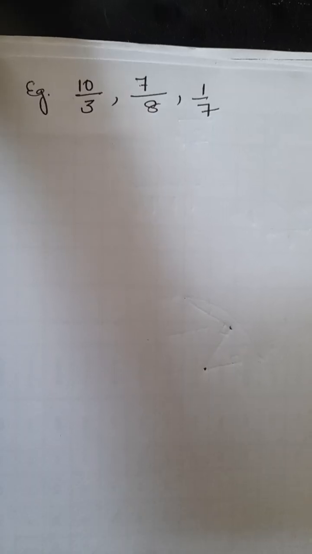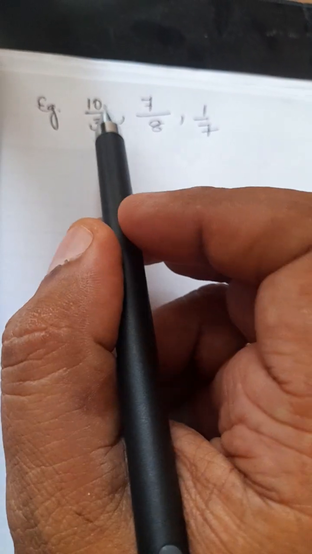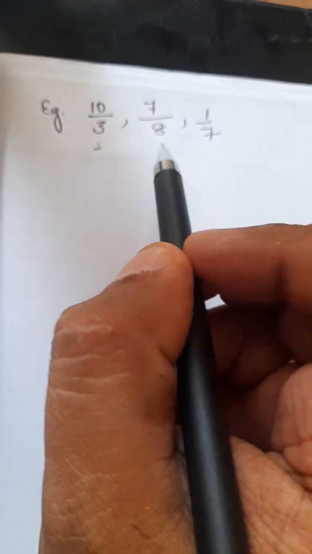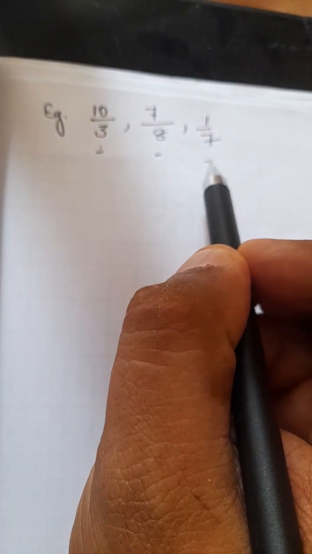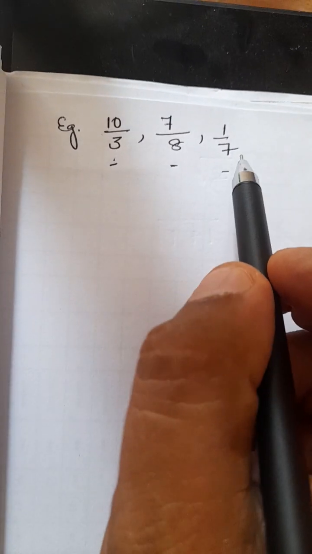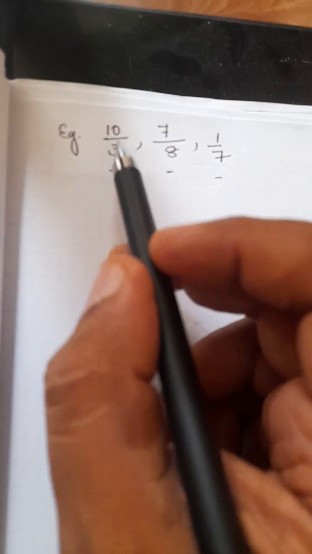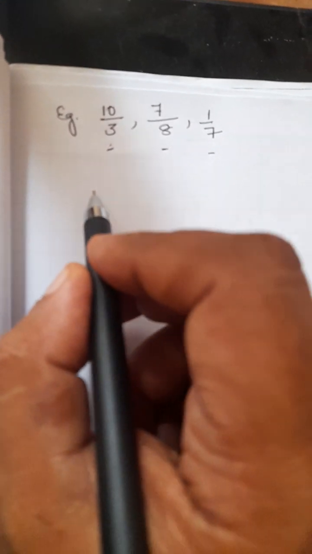Now let us try to understand how we represent rational numbers in the decimal format. Let us consider three fractions, that is three rational numbers: 10 by 3, 7 by 8 and 1 by 7. Now let us try to find out their decimal representation. How do we represent them in decimal way?